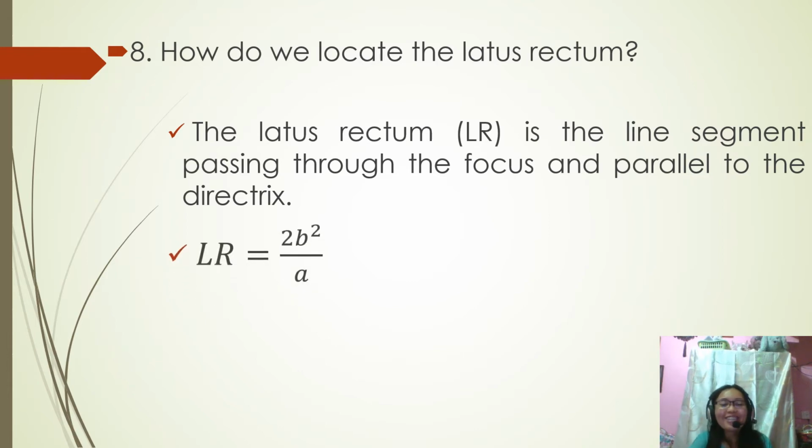Alright, so the length of the latus rectum is 2b squared over a. Again, the latus rectum is 2b squared over a.